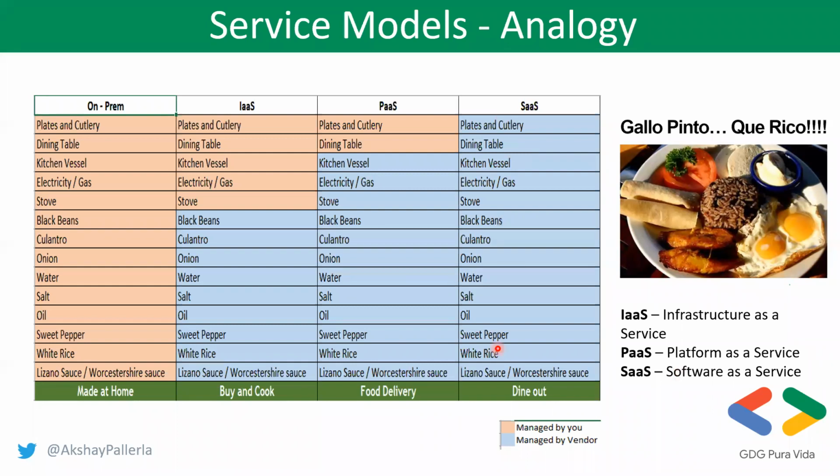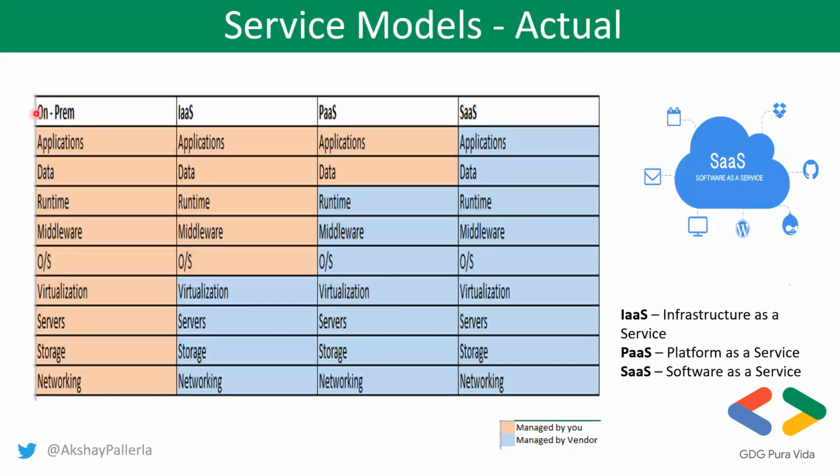You need not worry about anything. All the blue lines here, everything is managed by the vendor. You have nothing to manage. You just have to use it or eat it. So let's translate this into the relevant cloud computing world. As I said, on-prem, I was referring to as made at home, infrastructure as a service, platform as a service, software as a service.